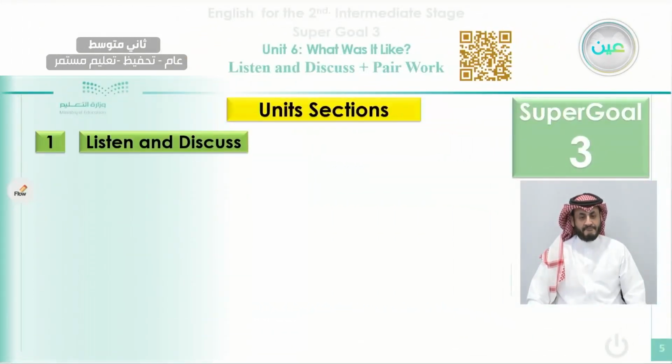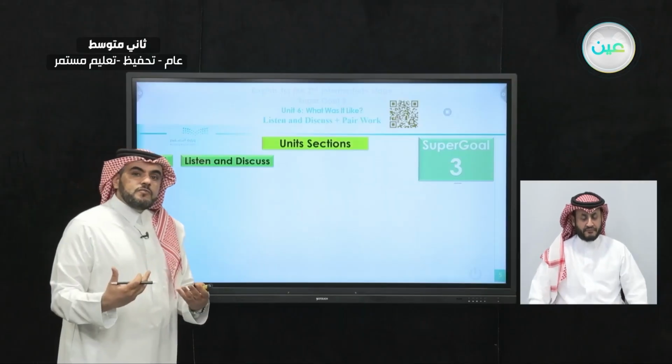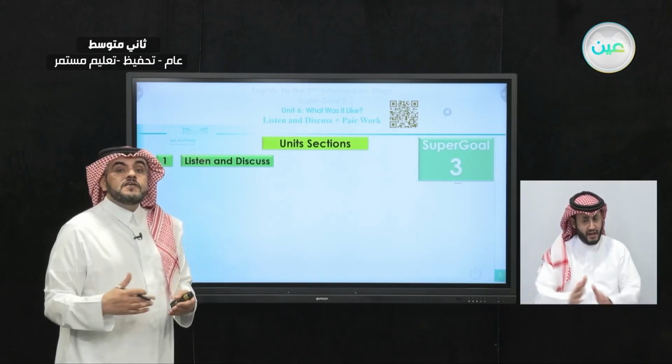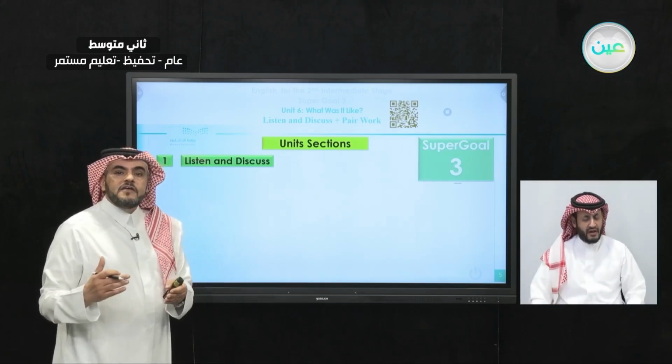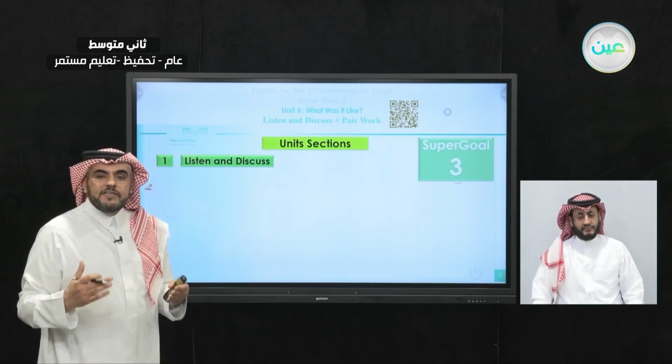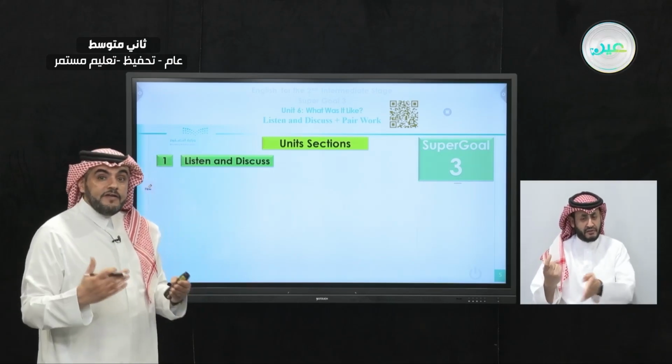Okay, now we'll talk about the book again. We'll go back to the book. You know that we are going to study 6 units in this book, and these 6 units follow certain pattern. What do you mean by certain pattern? Each unit has 11 sections. Okay, there are 11 sections.